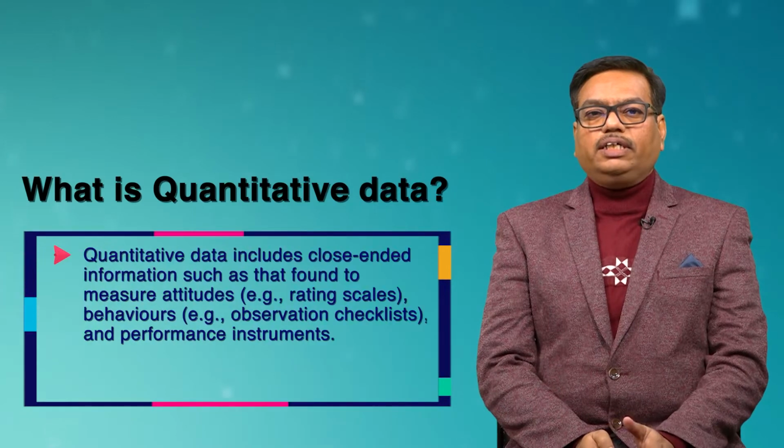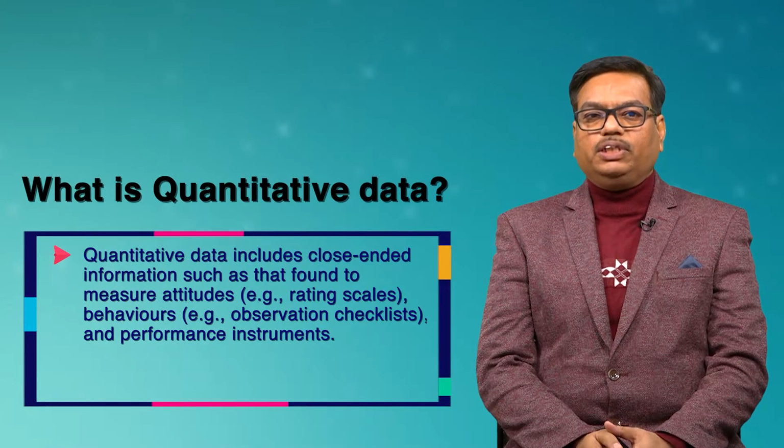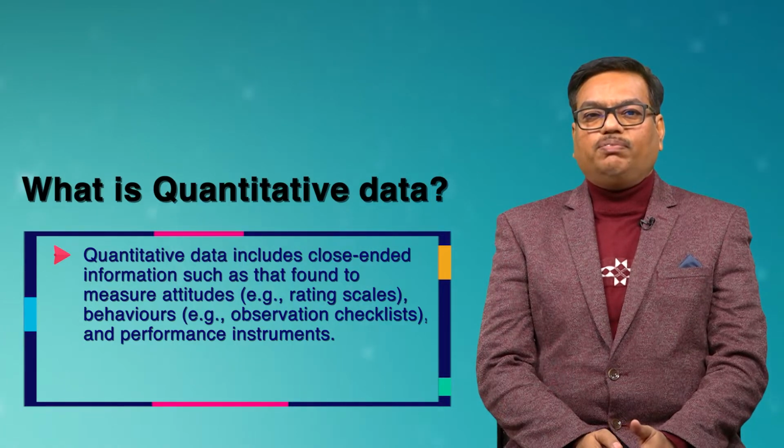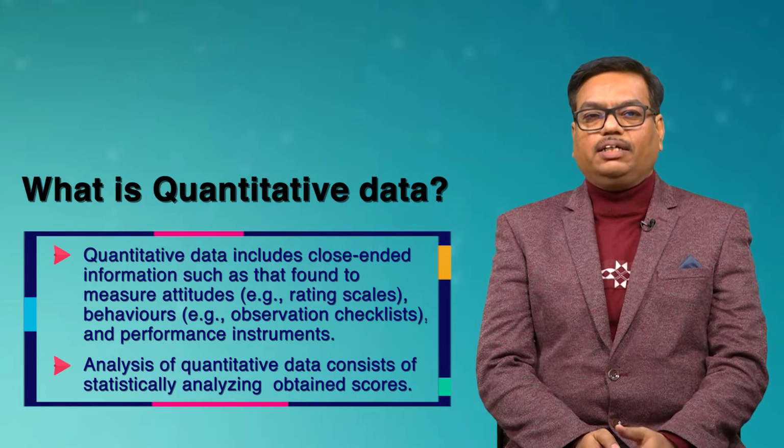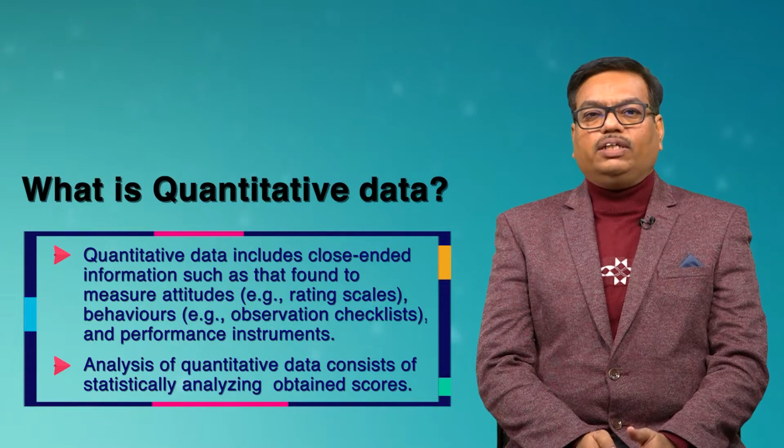Now let us begin. Now we are going to talk about quantitative data. Quantitative data includes close-ended information such as that found to measure attitude. For example, rating scales. I suppose that you have used rating scales, and for measuring behavior, you have used observation checklist. You have also used questionnaires and performance instrument. And analysis of quantitative data usually consists of statistically analyzing obtained scores, and you have used a different type of statistical technique to analyze quantitative data.